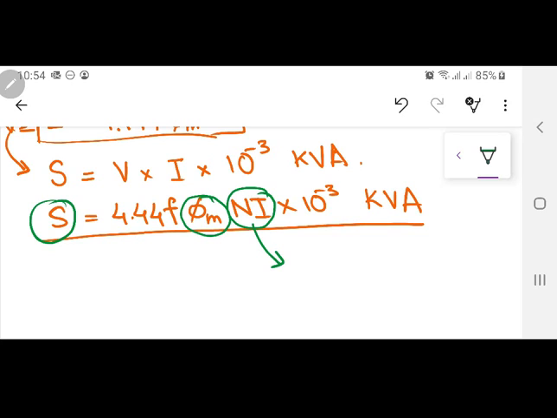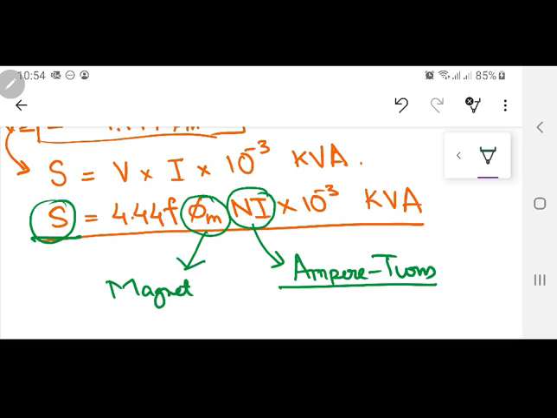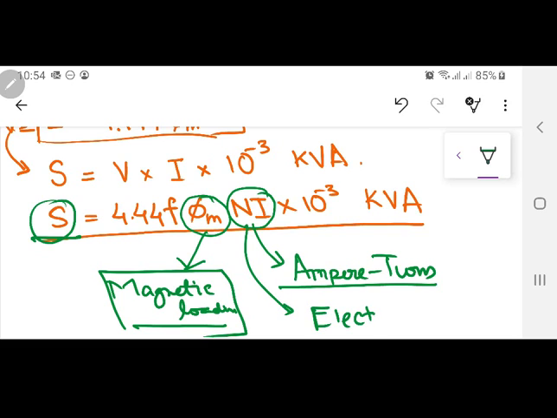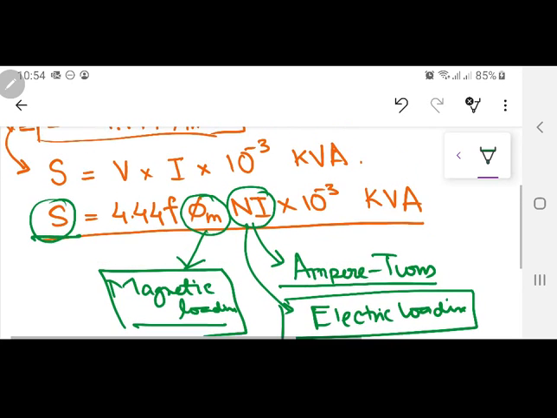And a higher value of Ni, which, if you remember from your machines course, has the units ampere turns, means that you are having more copper loss, because more turns means more copper, and current you can't control, because current is dependent upon what? It's dependent upon S. But when you are talking about phi m, we call this factor the magnetic loading of a transformer. And when you are talking about Ni, we call this one the electric loading of your transformer. Now these two are very, very important terms.